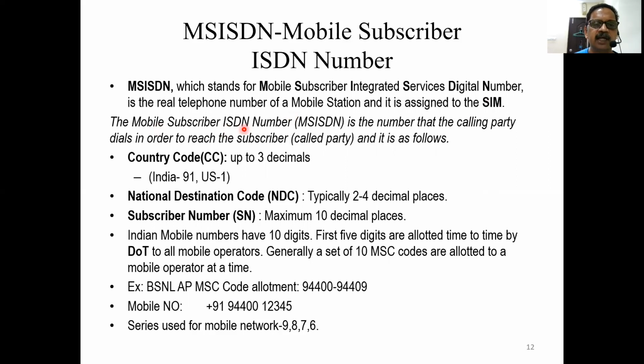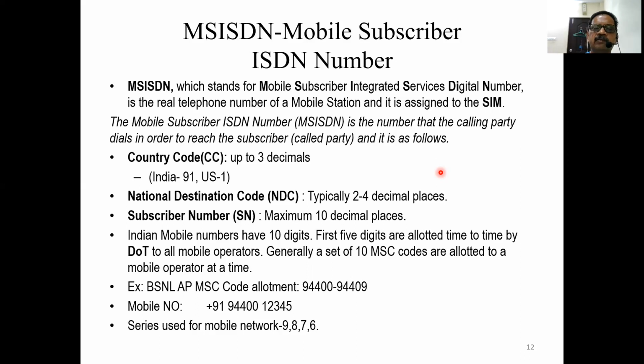The mobile subscriber ISDN number is the number that the calling party dials in order to reach the subscriber, that is the called party, and it is as follows. Let us look into it. What is explained here is the number you call to speak to someone else. If you want to speak with me, you have to dial 94400000256. So you are the calling party, I am the called party.